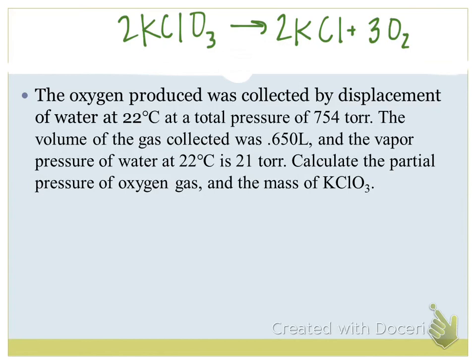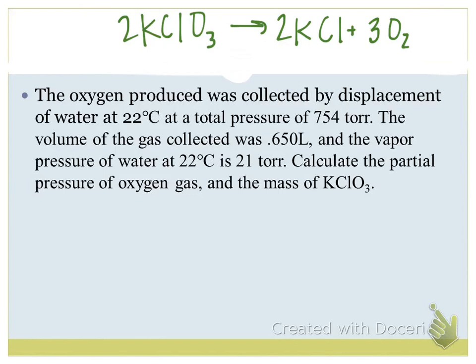Does that make sense? I just want you to understand what's happening in the reaction. The oxygen produced was collected by the displacement of water at 22 degrees and the system had a total pressure of 754 torr. The volume of the gas collected was 0.65 liters, and the vapor pressure of the water is 21 torr. Calculate the partial pressure of oxygen gas and the mass of KClO3.